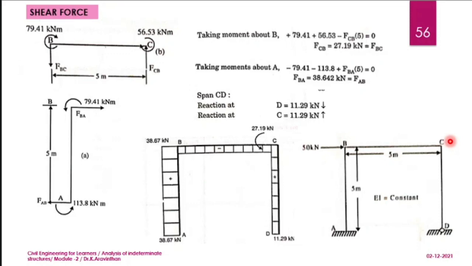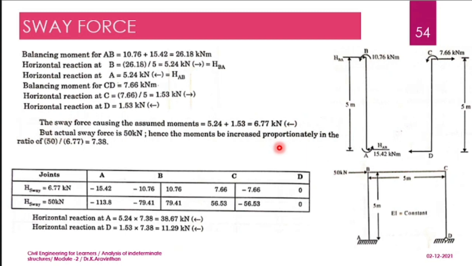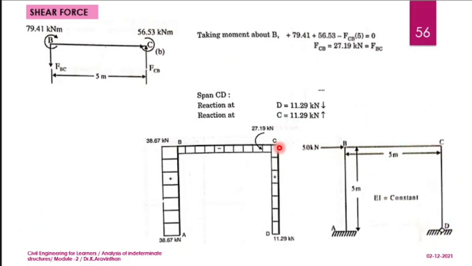And finally you have the span C to D, and at span CD you have only one moment. What is that moment? 56.53, and 56.53 divided by 5. Why? Because you don't have the moment here. Just when you are taking the moment at joint C, HDC into 5 minus 56.53 will be there, and if you divide 56.53 by 5, you will be getting the reaction of 11.29.